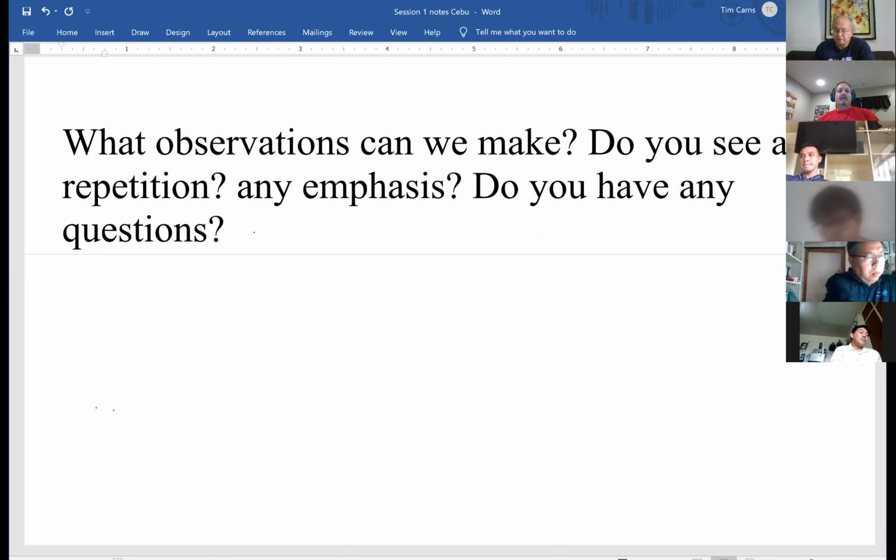But anyone care to present some observations? Again, anything you see repeated? What seems to be emphasized? Is there a theme that seems to be coming out of this psalm? Do you have any questions from the psalm? Do you notice any patterns? What sticks out?